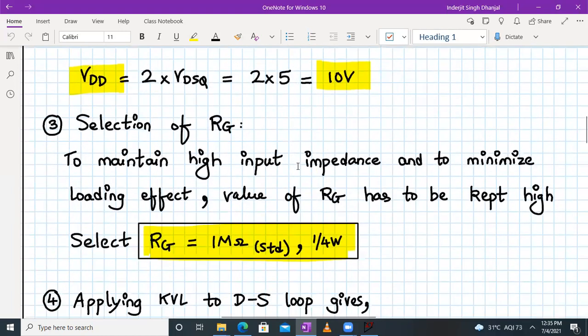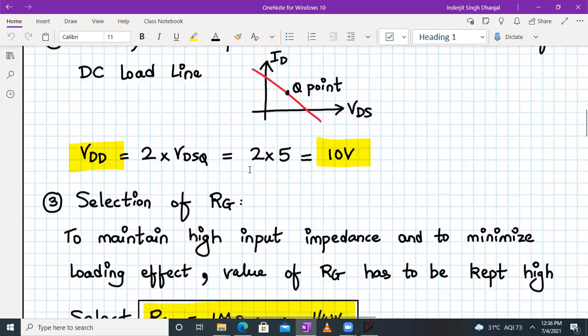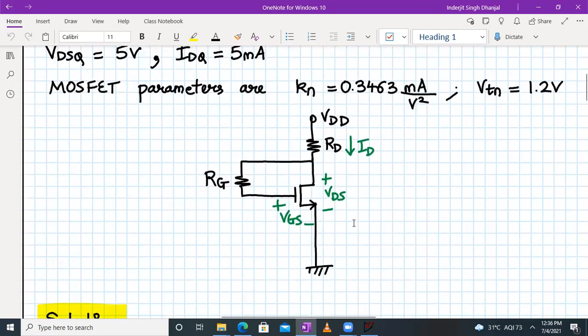Next we select the value of RG. To maintain high input impedance and to minimize the loading effect, the value of RG has to be kept high. So we select the value of RG as 1 megohm, standard value, quarter watts. Now we apply KVL to the drain source loop. We get VDD minus IDRD minus VDS is equal to 0.